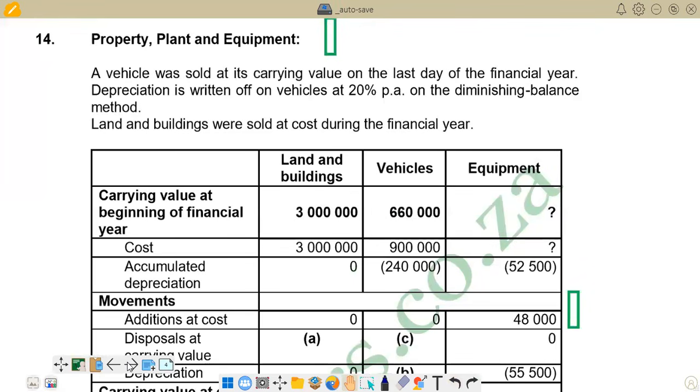Our item 14, we've got property, plant, and equipment. And we are told that a vehicle was sold at its carrying value on the last day of the financial year. Depreciation is written off on vehicles at 20% per annum on the diminishing balance method. This is the reducing balance method. And the land and buildings were sold at cost during the financial year. So this is what we have. We have a column for land and buildings, vehicles, and equipment, meaning these are the non-current assets that we have there. And we go beneath that.